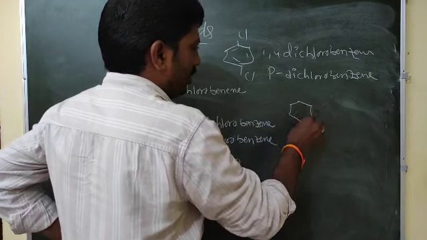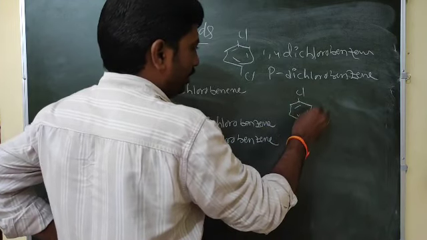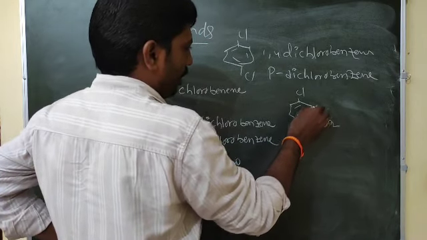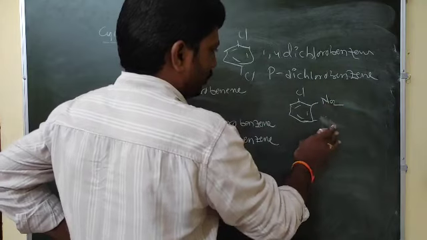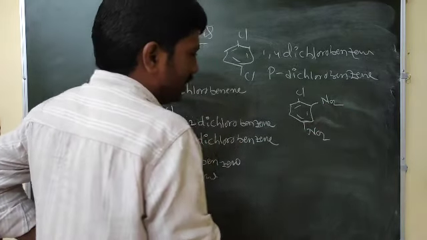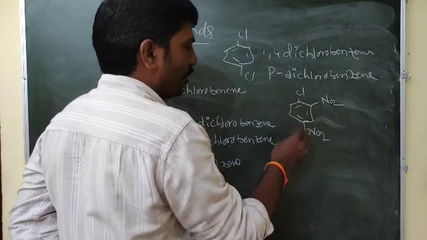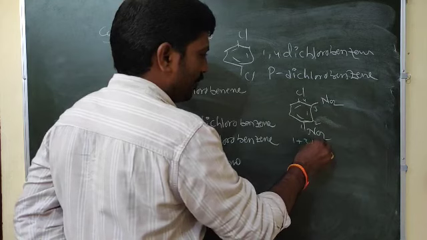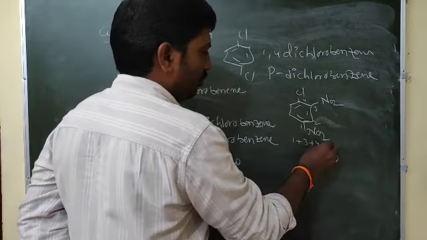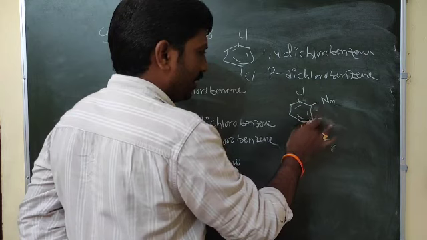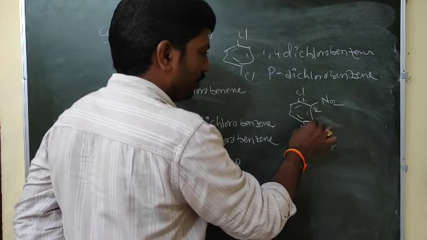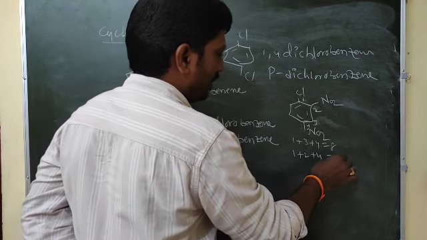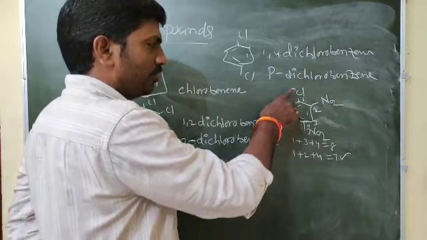For example, one compound has chlorine, here NO2, here also NO2, so one more NO2 is there. Now numbering 1, 2, 3, 4: if we give 1, 2, 3, 4 this way, 1 plus 3 plus 4 will come, which is 8. If we give numbering from the other side, 1 plus 2 plus 4 will come, which is 7. 7 is the least number, no? So we number this side.